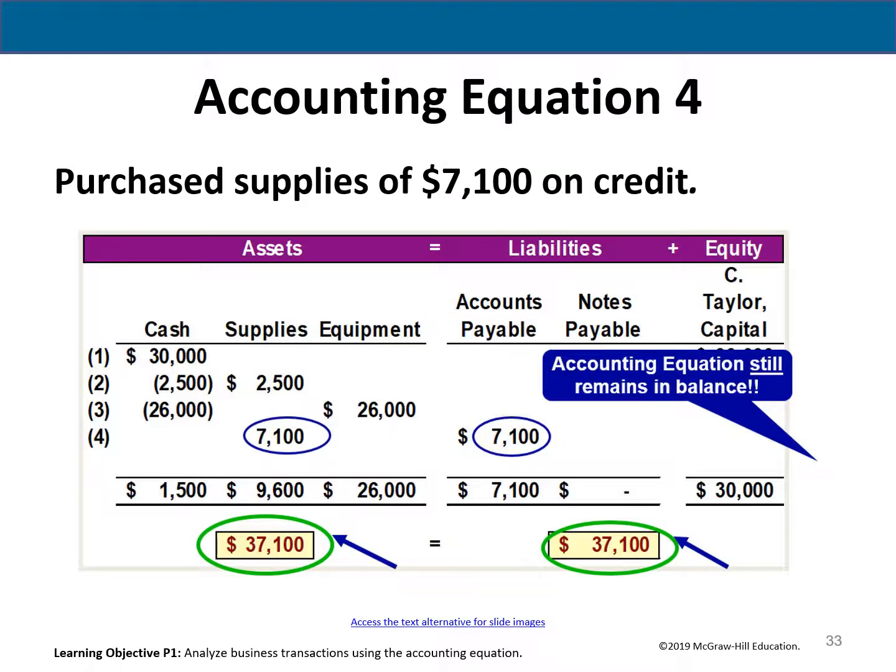So let's go over to that. I want to talk a little bit more about that. Here's your supplies asset increasing. It now has a balance of $9,600. The other two assets still have the same balance. The liabilities are positive $7,100 in accounts payable.